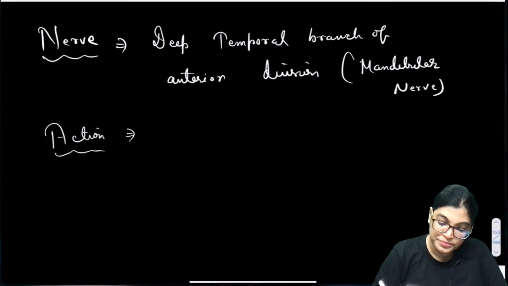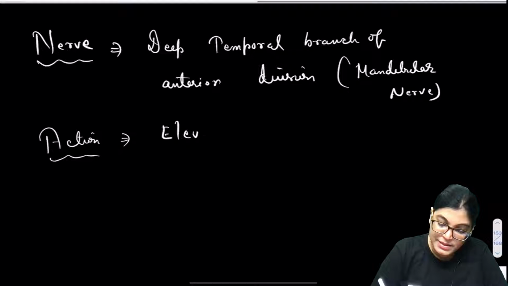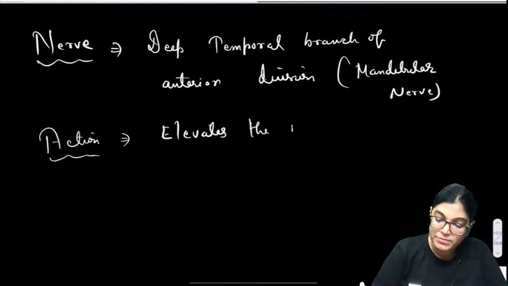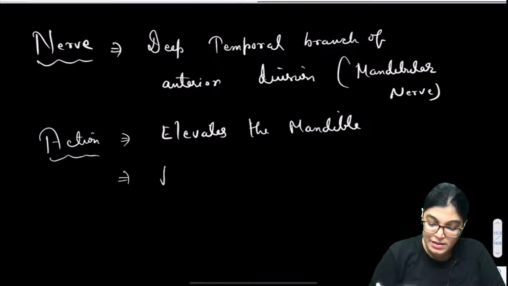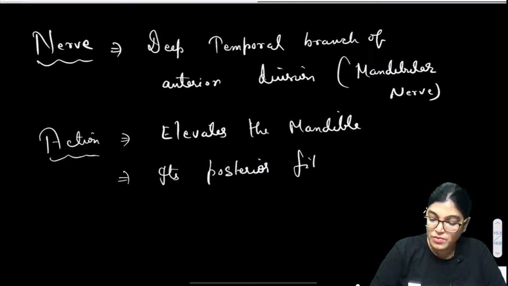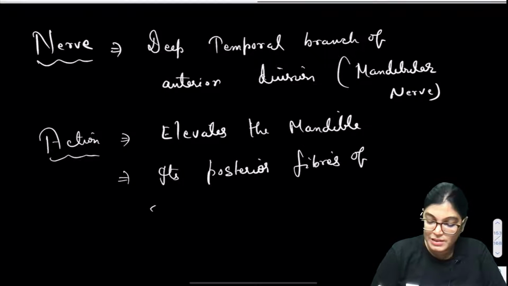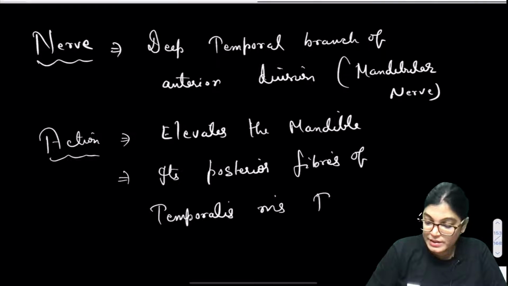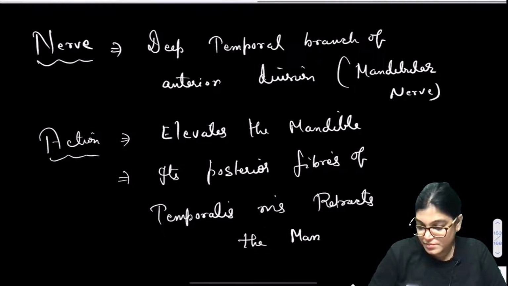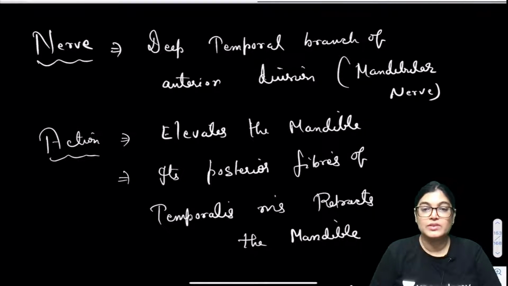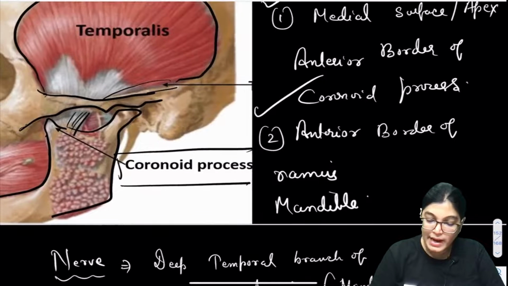So, action: it elevates the mandible, that means closing the mouth, and its posterior fibers retract the mandible. Temporalis muscle retracts the mandible. It is retracting the mandible. So, any doubt you can ask me.